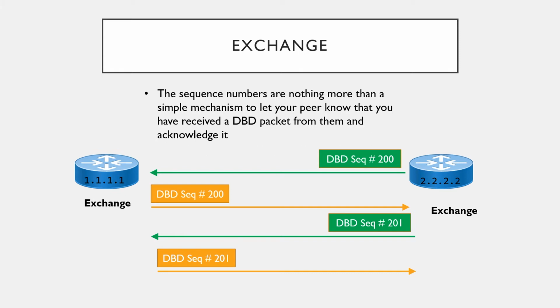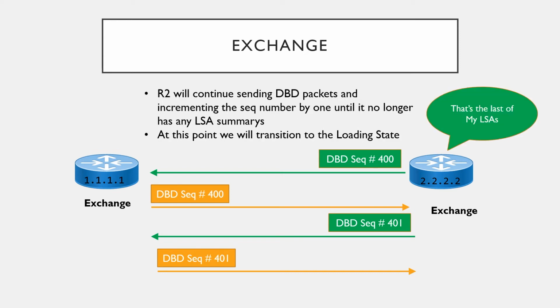And remember, these sequence numbers are nothing more than a simple acknowledgement system for these database descriptor packets. They serve no other purpose. So R2 will continue sending those database descriptor packets and incrementing the sequence number until he no longer has any LSA summaries. And at this point, we will transition to the loading state.